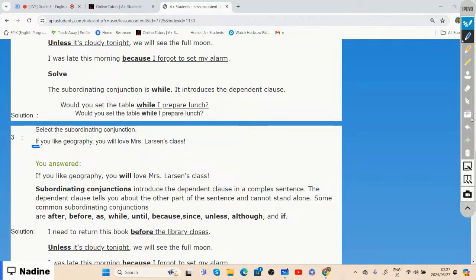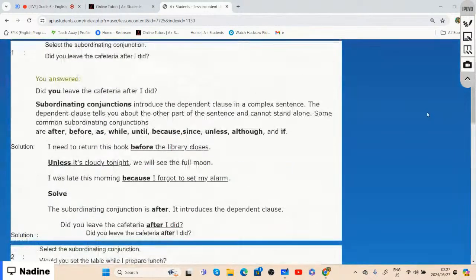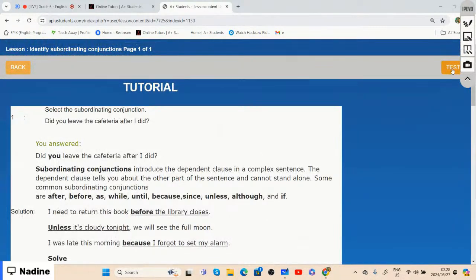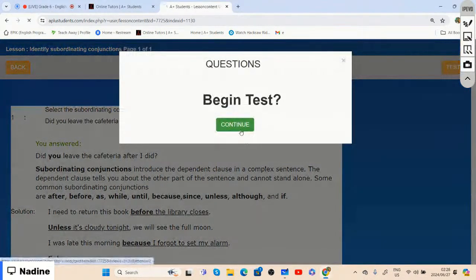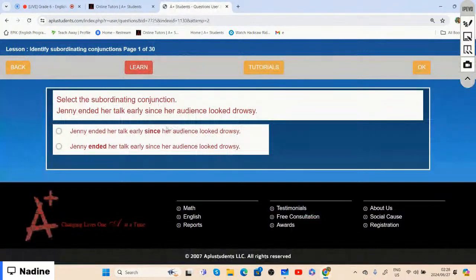All right. So now we're going on to our test. All right, so we need to select the subordinating conjunction. It says, Jenny ended her talk early since her audience looked drowsy.